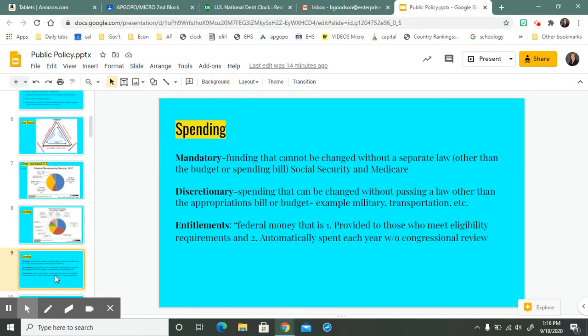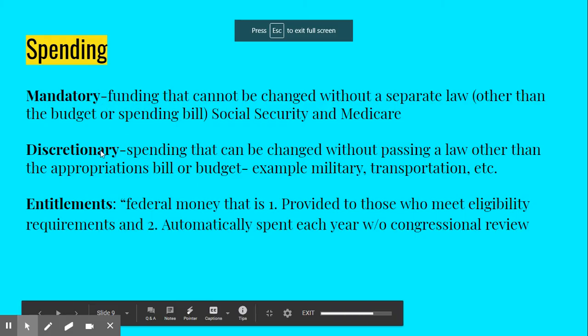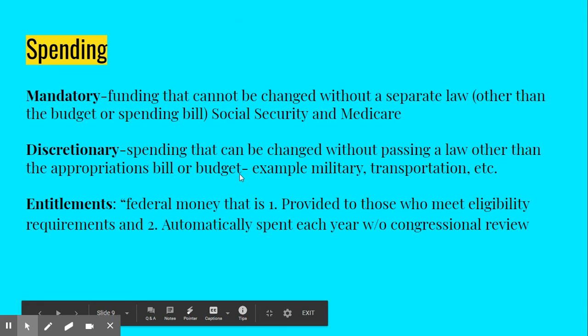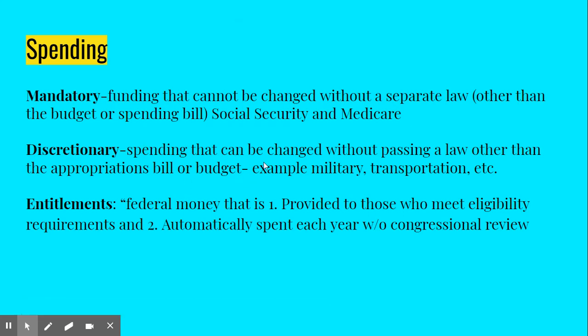Okay, so let's see. We are here again with spending. So I mentioned mandatory and discretionary. Discretionary, those are the things that can be spent or can be changed just through the budget bill or appropriations bill and not through a separate law. So things like Social Security and Medicare would be mandatory. Things like military, transportation, things like that would be discretionary.